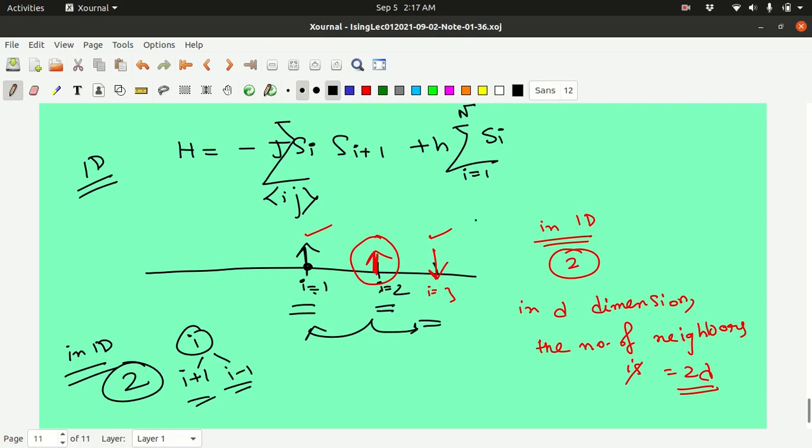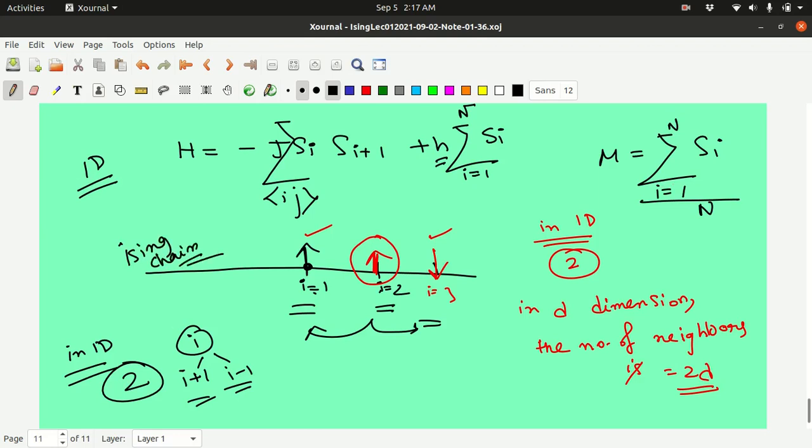And here the h is the external magnetic field you want to apply, with the sum over Si. The magnetization is defined as the sum over Si, i equal to 1 to n, divided by n. This is the magnetization per spin, and it acts as an order parameter. But in 1 dimension there is no phase transition, which I will describe in a while. This is the 1D system, and it is called the Ising chain.